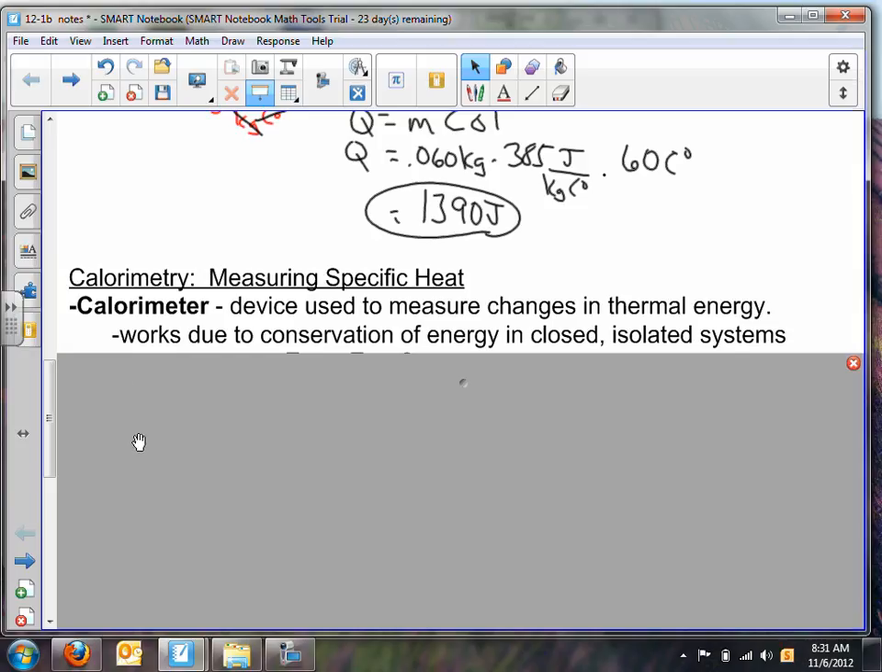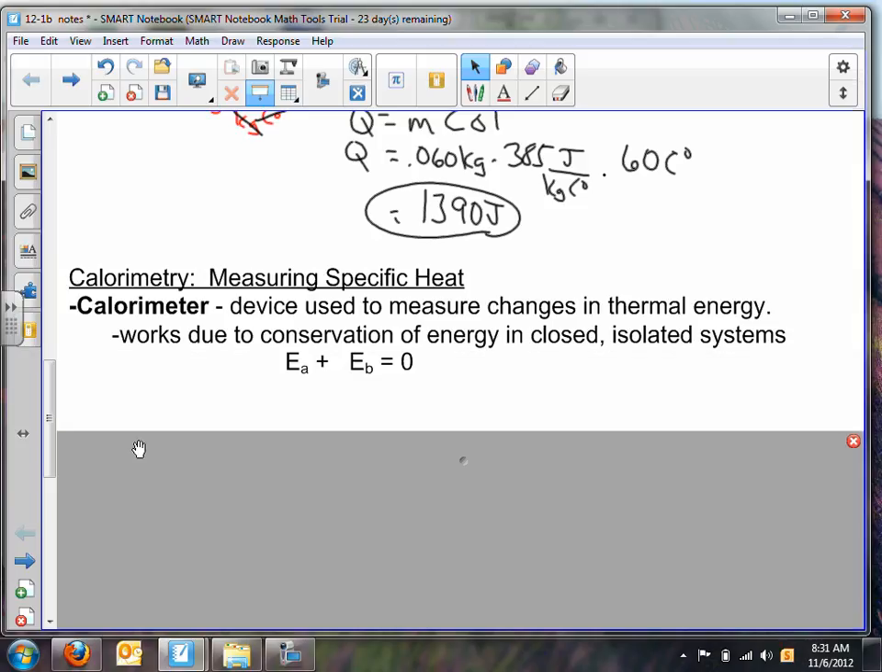And if that's the case, then EA plus EB equals 0. E standing for energy. The energy of one system plus the energy of another has to equal 0 if it's conserved.